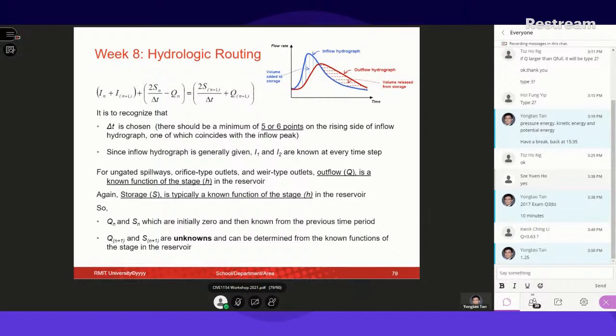The storage is typically known as a function of the stage H in the reservoir. Q and S are initially set as 0, then we can get them from the previous time period. How about n plus 1? Q and S at n plus 1 are unknown, right? They can be determined from the known functions of the stage, meaning they can be represented using the functions of H.